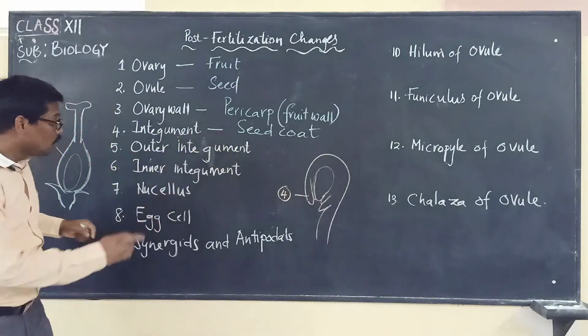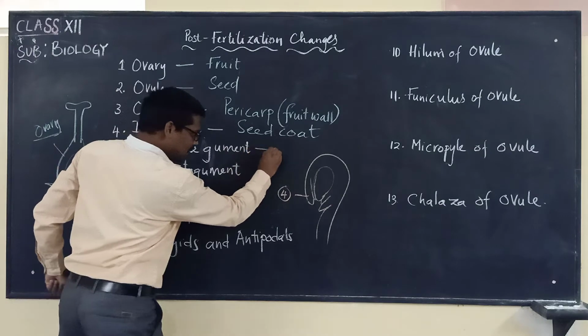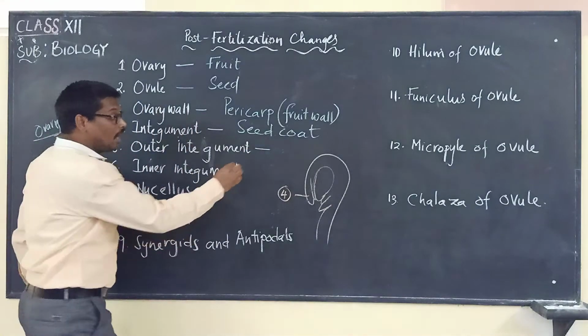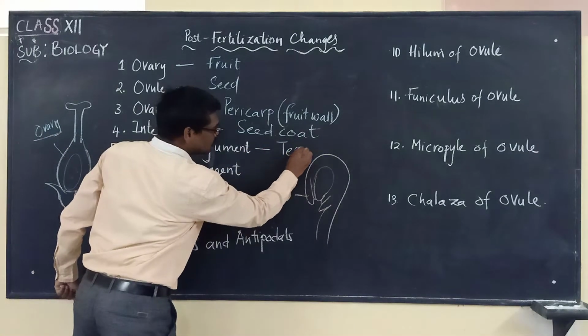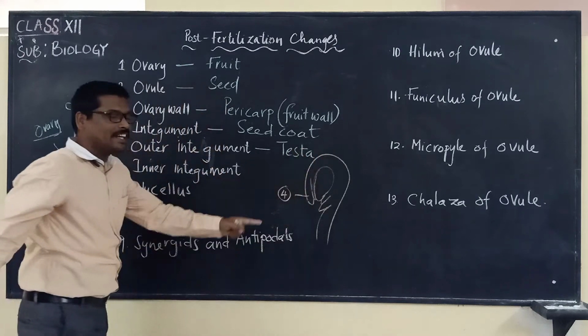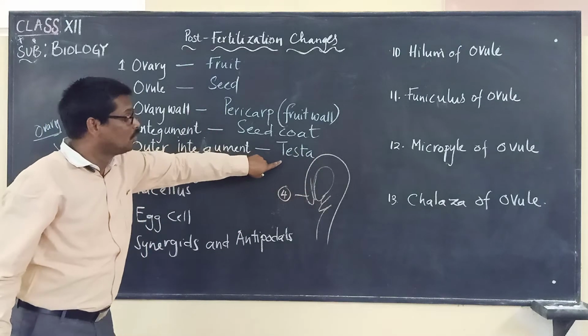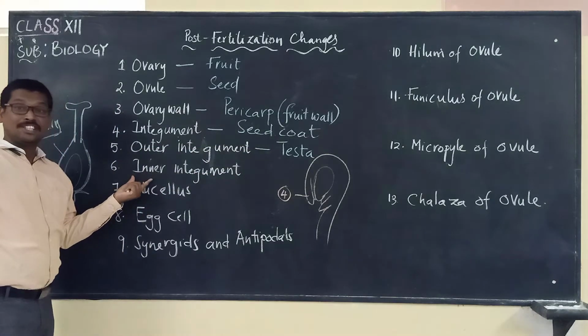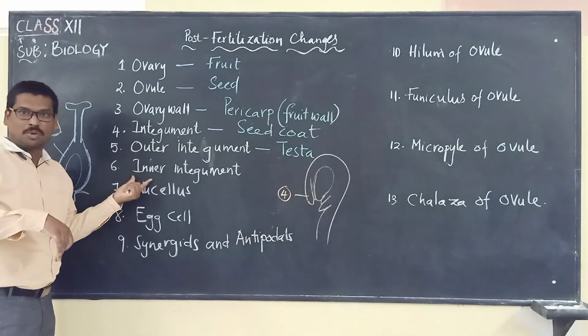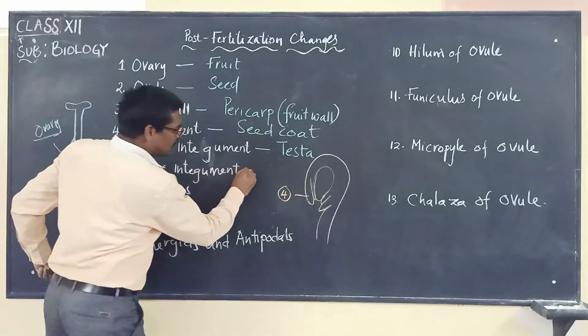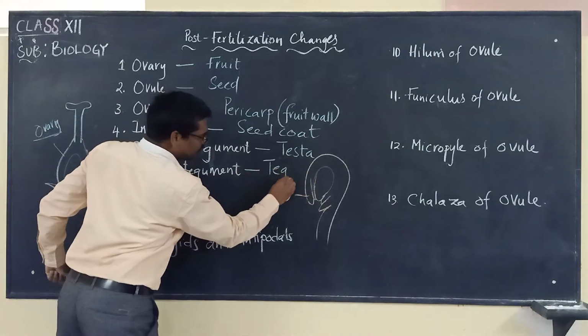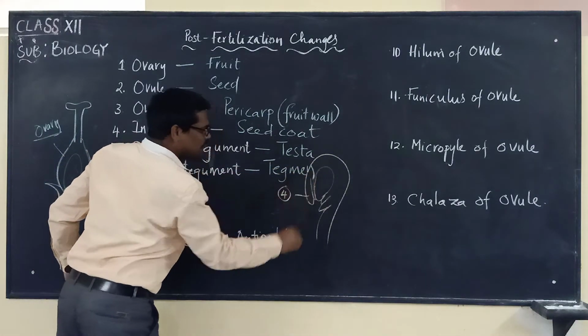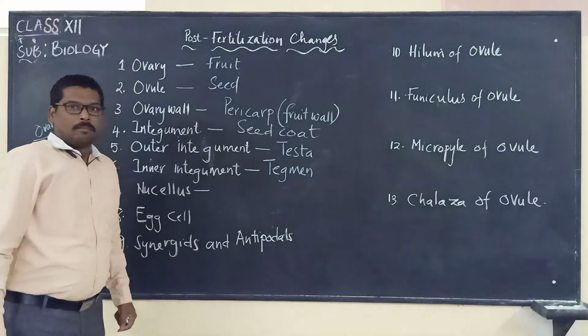Here the outer integument becomes the seed coat which is called the testa, the outer seed coat. And the next one is the inner integument. This is the inner seed coat of the seed. The inner integument, we call it the tegmen.